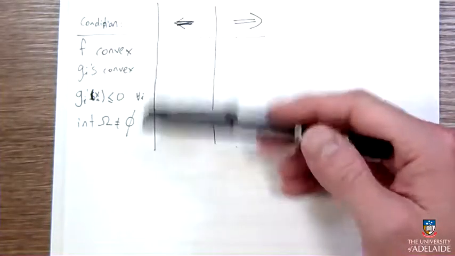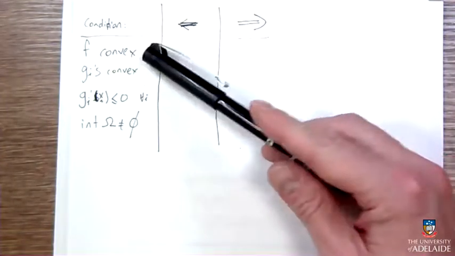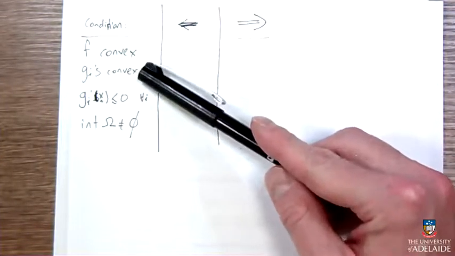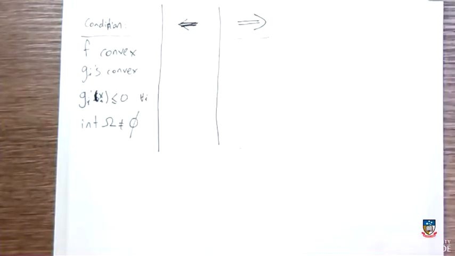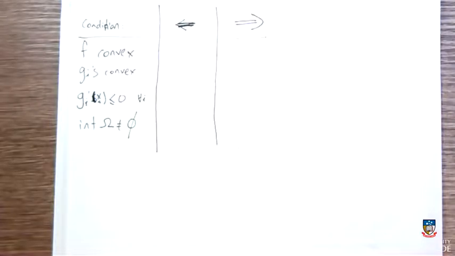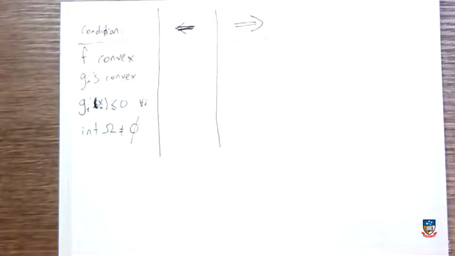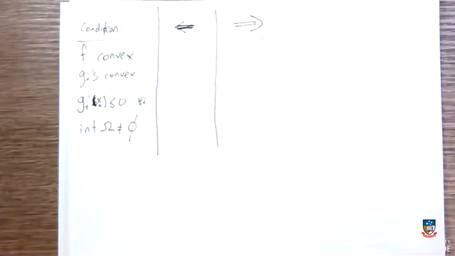There's 4 bits of information that we can deploy at any point. We've got that f is convex, all the g_i are convex, the g_i are less than or equal to 0, and the interior of this convex set omega is non-empty. We're going to prove this in the sufficiency direction first. So we're going to go backwards, and then we'll do the necessity direction, which is harder. So let's start with the sufficiency.